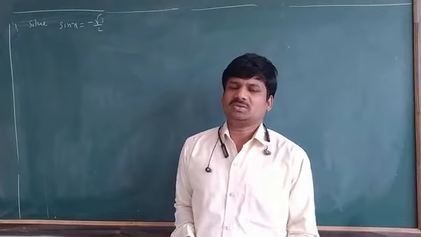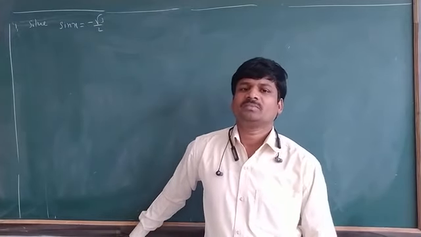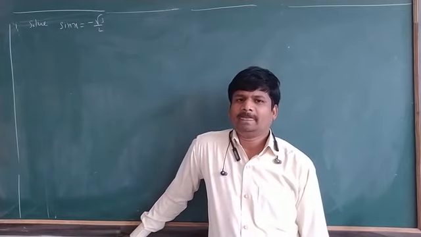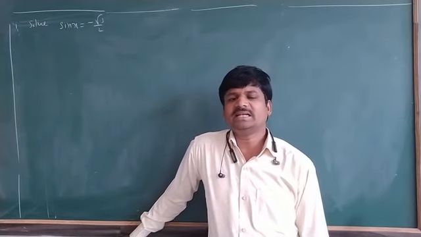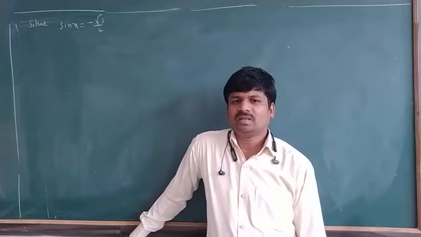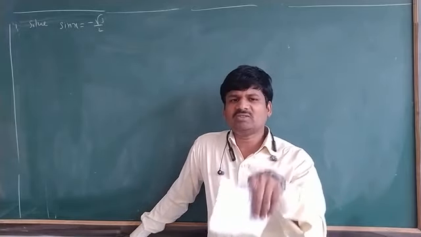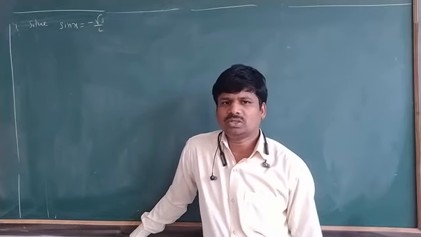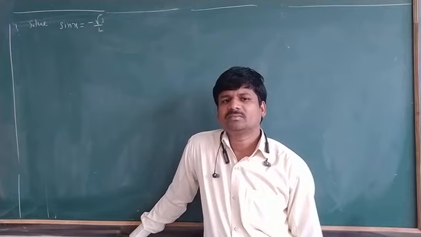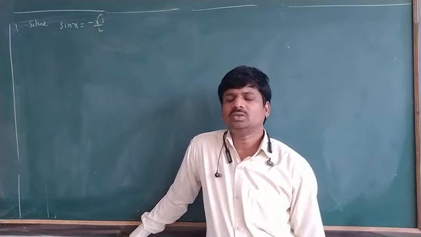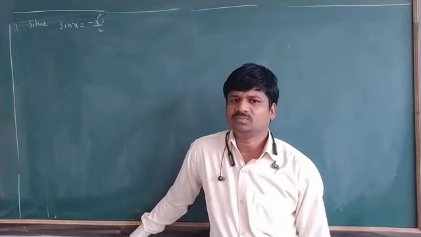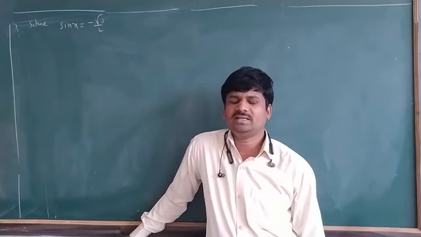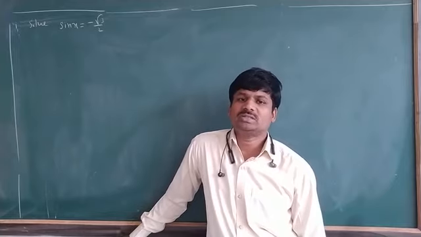How do we find the general solution? Actually, what is a general solution? A solution which involves the integer n is known as a general solution. That means by the general solution you can find all the solutions of the trigonometric equation. Remember, a general solution will involve the integer n, where n belongs to Z.